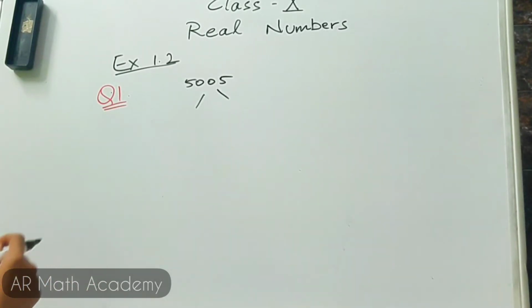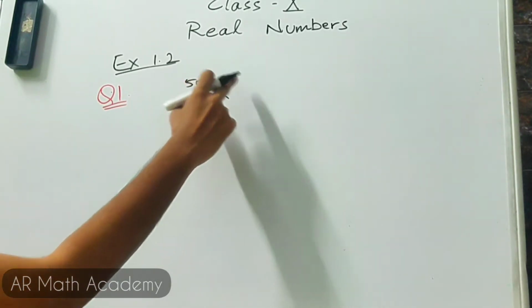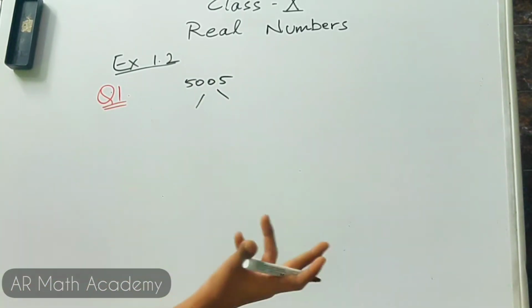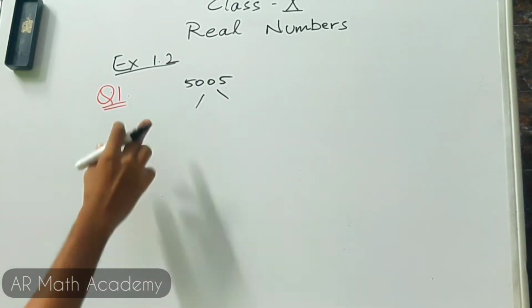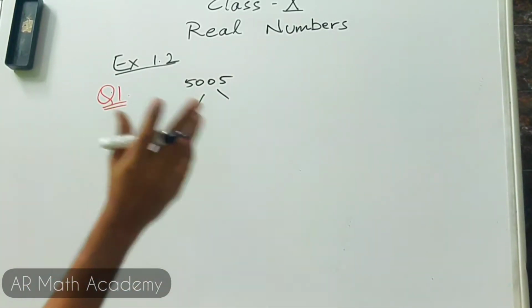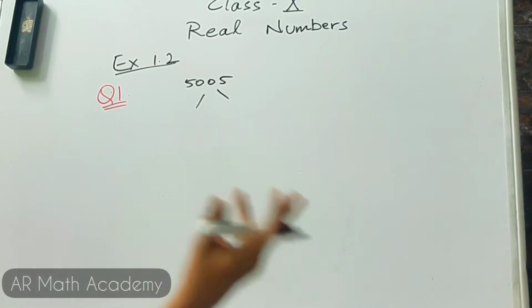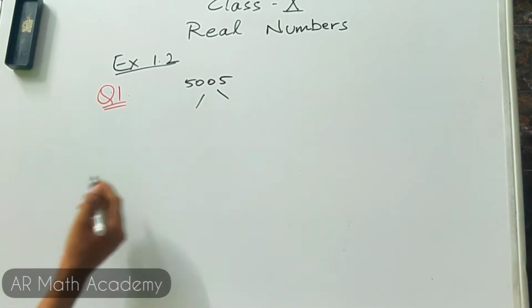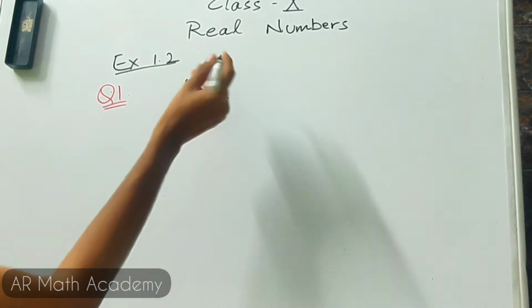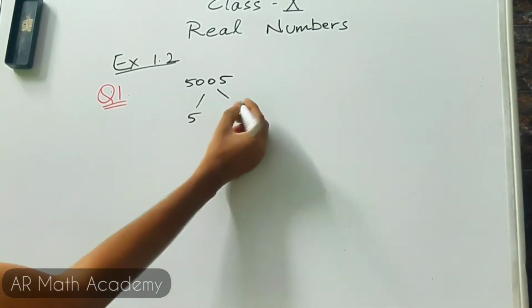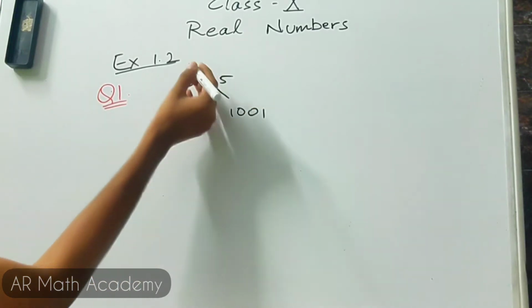How do you check if it goes by 3 or not? Just add all the corresponding digits: 5 plus 0 plus 0 plus 5. So 5 plus 5 is 10, right? So 10 doesn't go by 3, so this number also doesn't go by 3. So that is an easy technique to find if a number is divisible by 3 or not. Now check with 5. Yeah, it goes by 5, because if the last digit is either 0 or 5, then the number is divisible by 5. So 5 times 1001 is 5005.